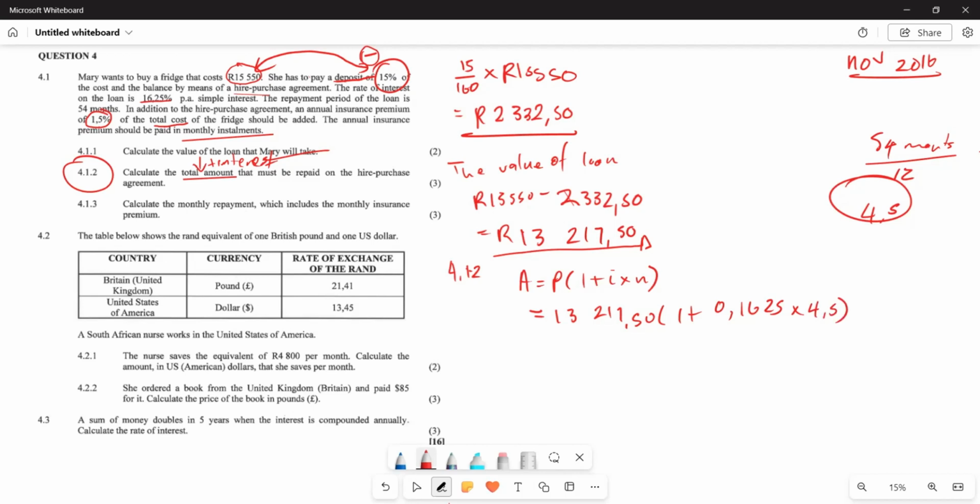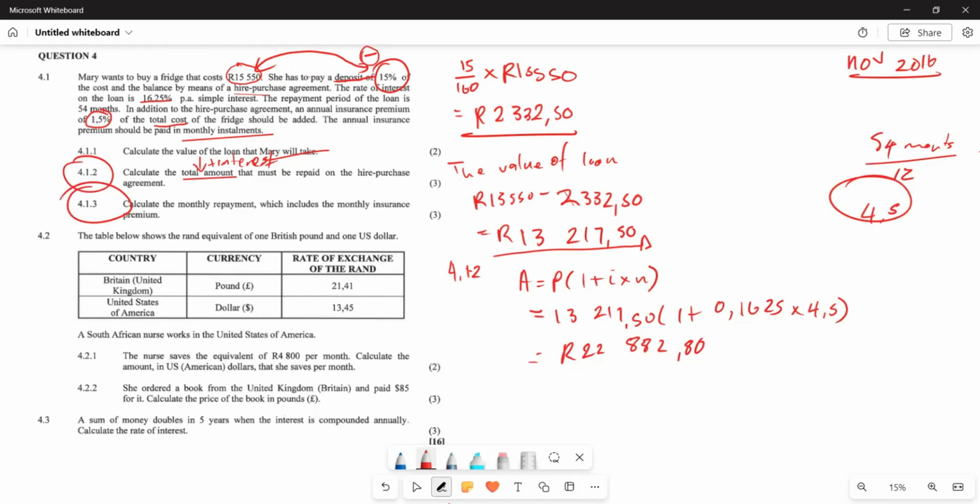Altogether, you can verify. And now from there, the accumulated value is going to be 22,882.80 cents. Now, this is the value of the money, or rather the accumulated money altogether, including interest. Now, let's look at 4.1.3.